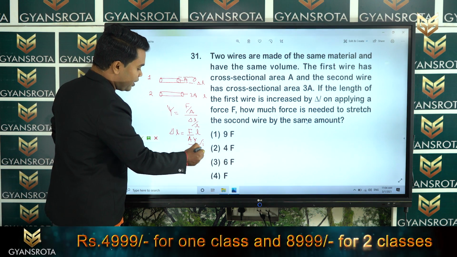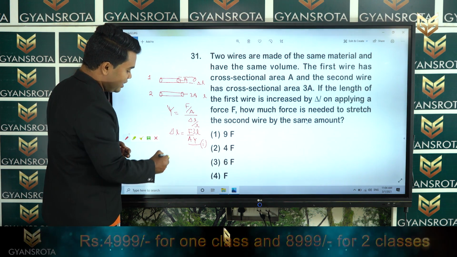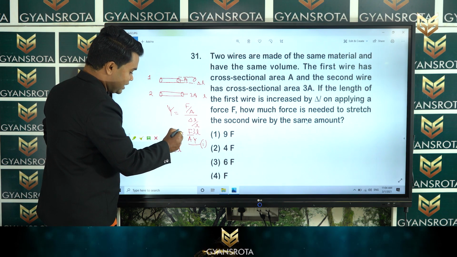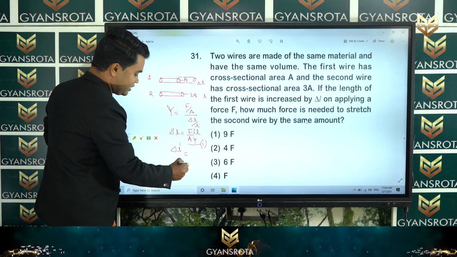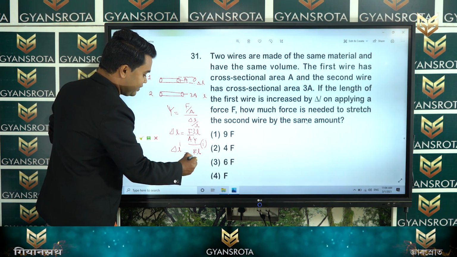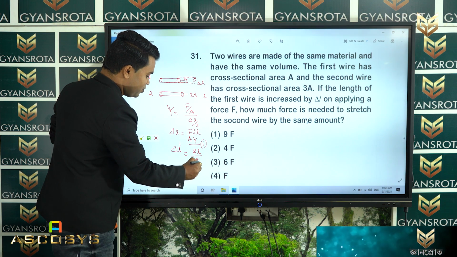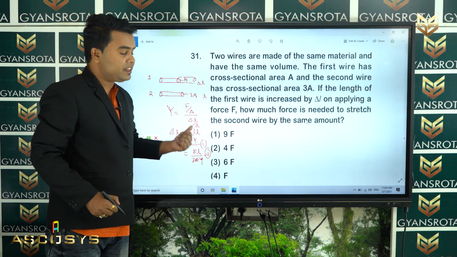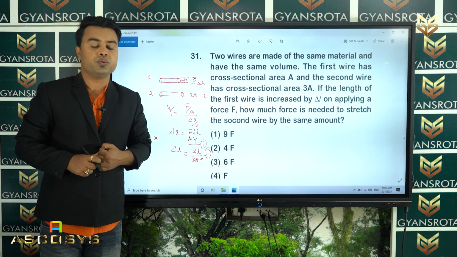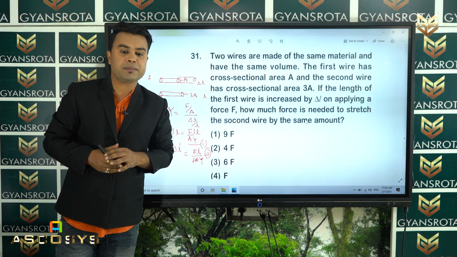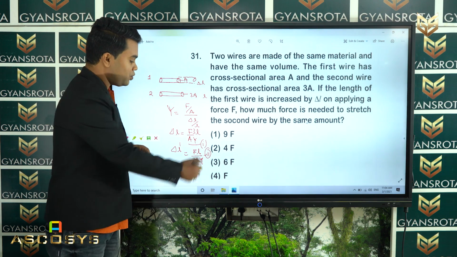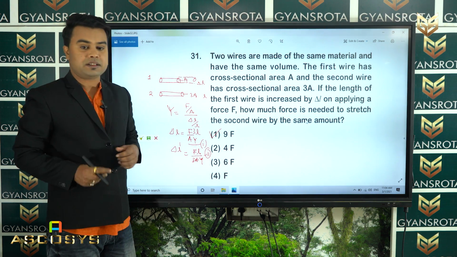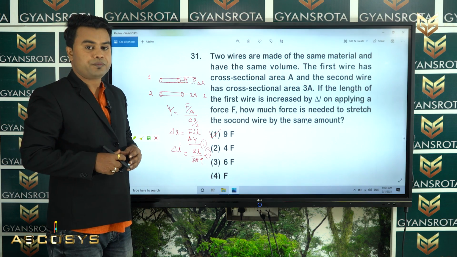Put it as equation number 1. For the second one, delta L dash will be FL divided by thrice A into Y. Put it as equation number 2. If you take the ratio of equation 1 and 2, you will see that your answer is coming out to be 9F. So option 1 is the correct answer. I hope this is clear with you.